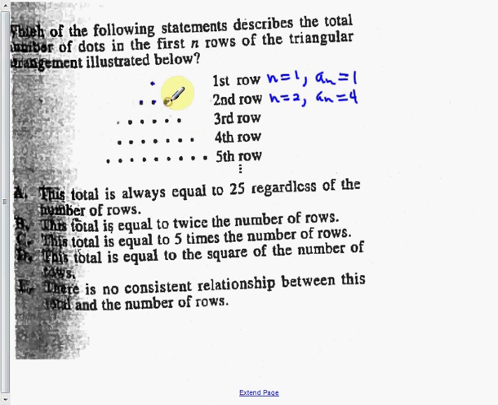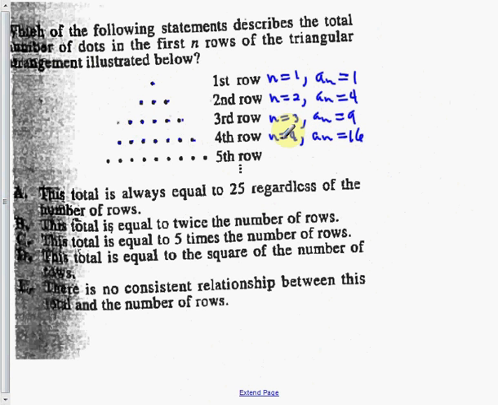Which of the following statements describes the total number of dots in the first n rows? If we say n equals 2, that means we're talking about the first row and the second row. So when n is 3, let's count up all the dots now. That's 4, 5, 6, 7, 8, 9. So a sub n is equal to 9. When n is equal to 4, then we count up 9, 10, 11, 12, 13, 14, 15, 16. You kind of see the pattern.